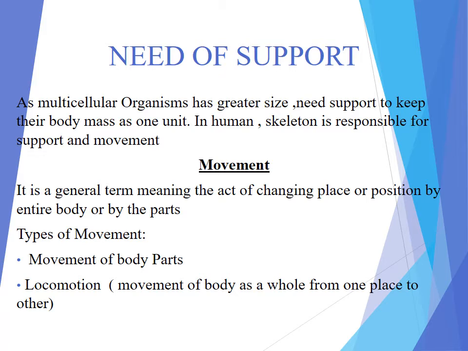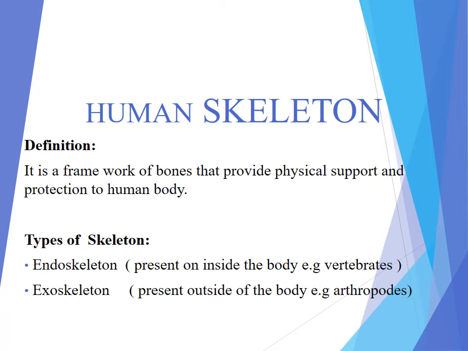Now, scientifically speaking, there are two types of movement: movement of the body parts and locomotion. Movement of the body as a whole from one place to another place is called locomotion. So there are two types of movement in the human body: movement of body parts and locomotion. Then the human skeleton. What is meant by skeleton? It is a framework of bone that provides physical support and protection to the human body.